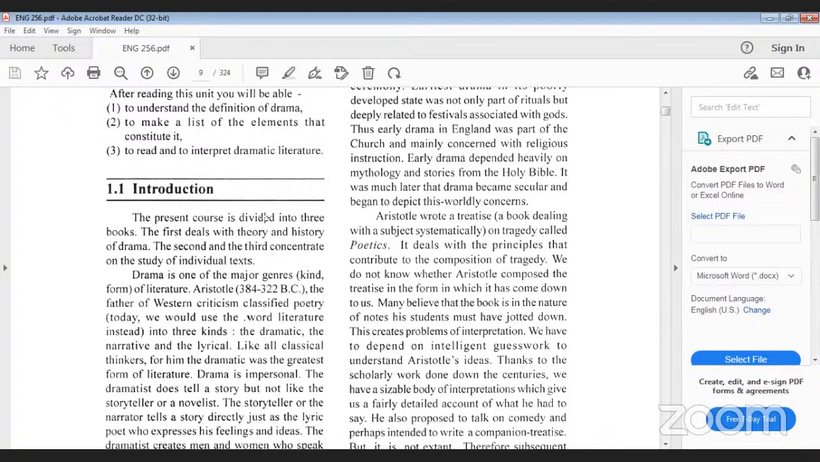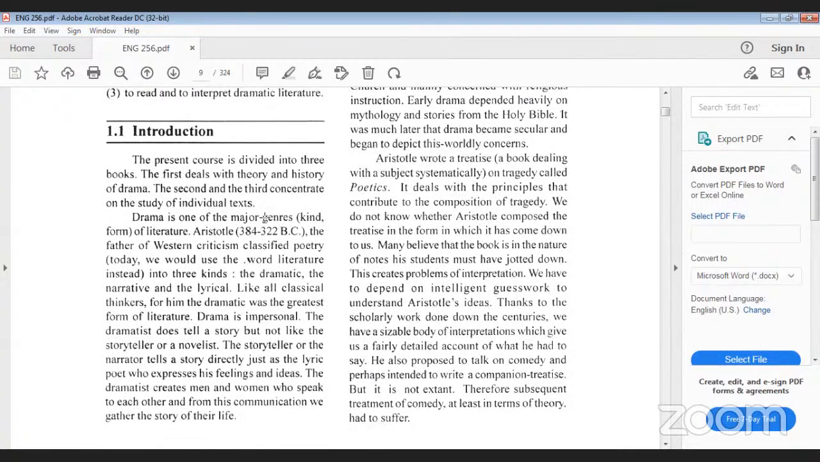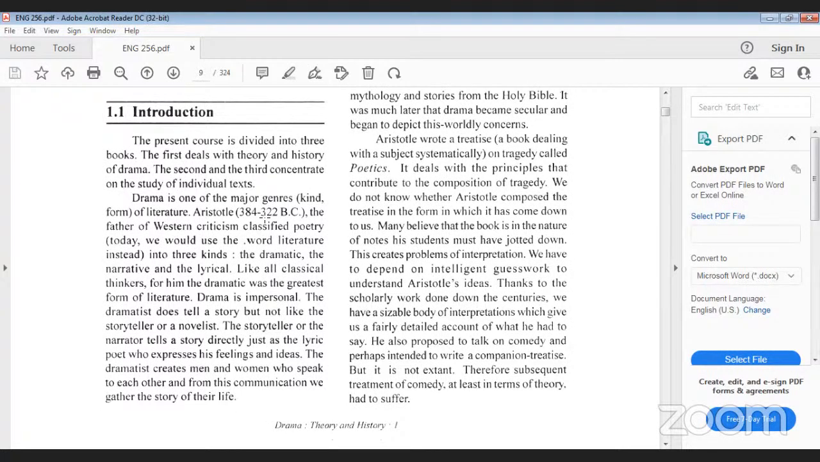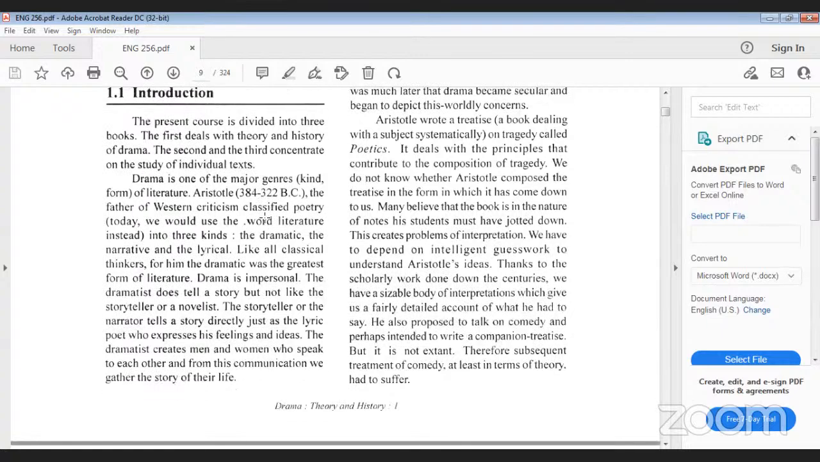Aristotle, 384 to 322 BC, the father of Western criticism, classified poetry, or today we would use the word literature, into 3 kinds: the dramatic, the narrative, and the lyrical. Like all classical thinkers of his time, for him the dramatic was the greatest form of literature.